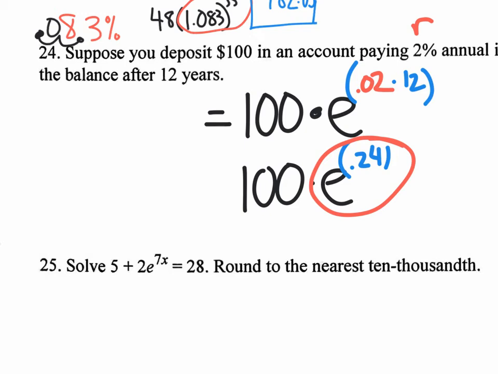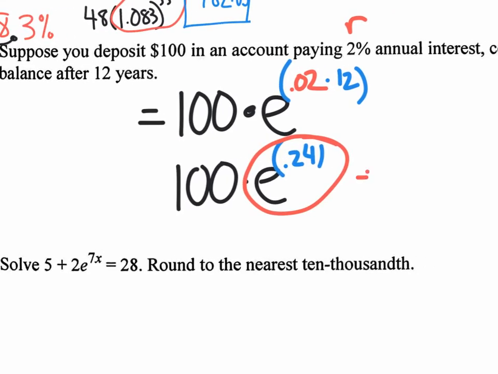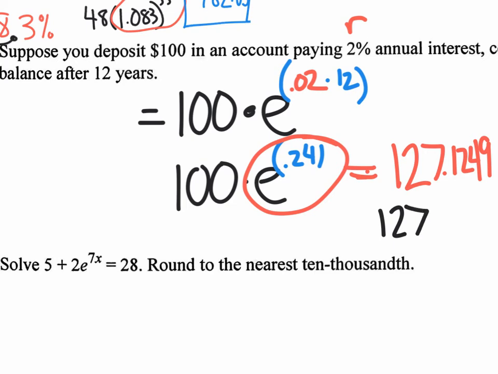Or you could type it all. Let me try typing it all on the calculator. 100 times second ln, that gives you the E button, and it also raises it up to the power. 0.24, then close parenthesis, hit equal, and it'll give you your final answer. If you actually work it all out, the final answer is 127.1249. Okay? So that's really just a final answer of $127.12.